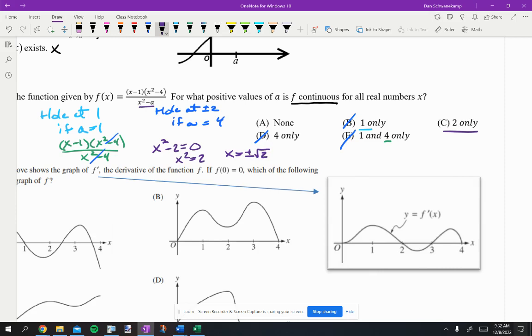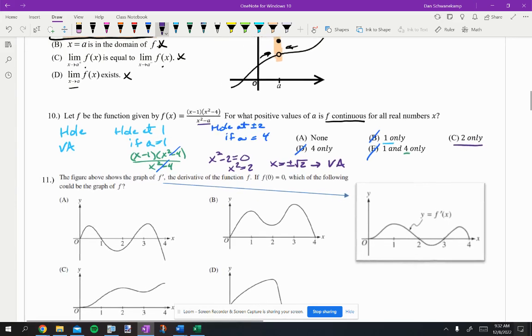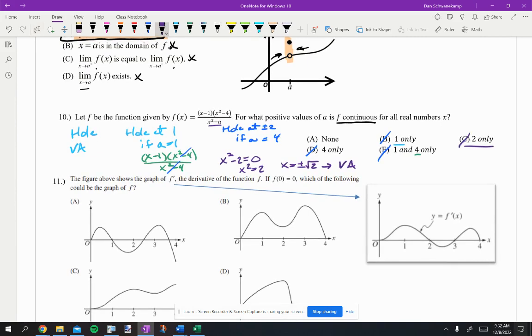So if I plugged in 2 for a, and then x was either plus or minus root 2, you would have a vertical asymptote. That's what would happen on my graph, okay? Because any time the denominator is equal to 0, you're going to have a discontinuity. Whether it's a hole or a vertical asymptote, it doesn't really matter.